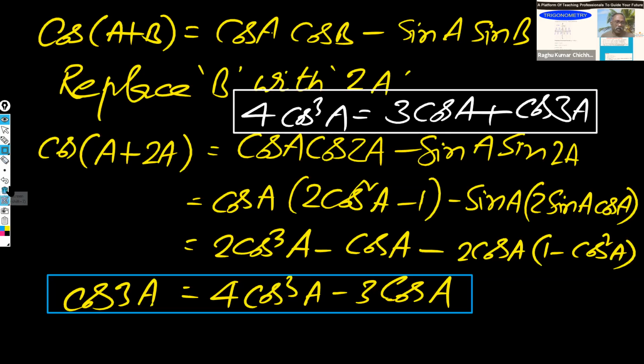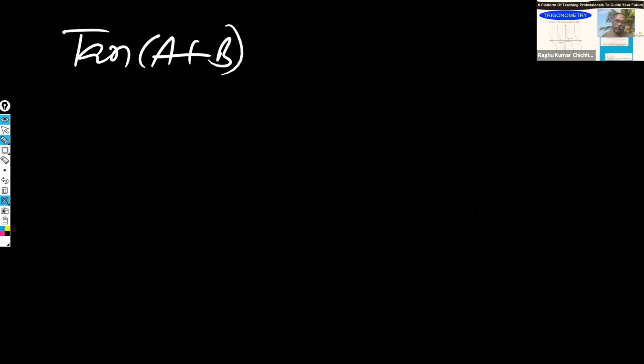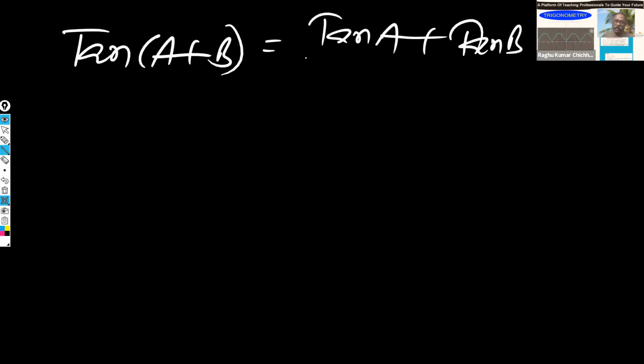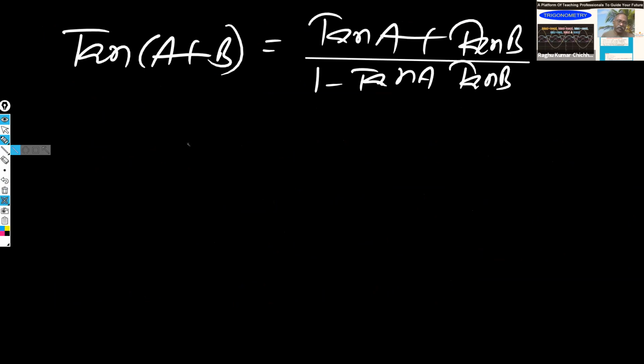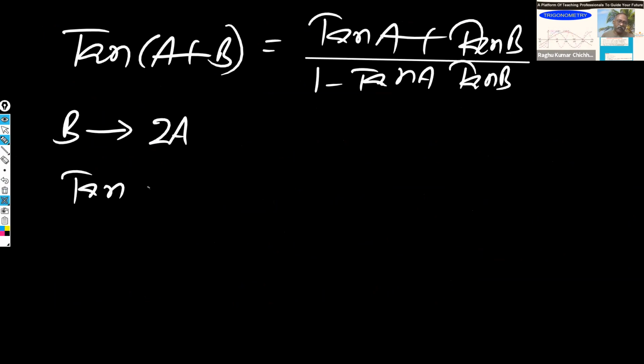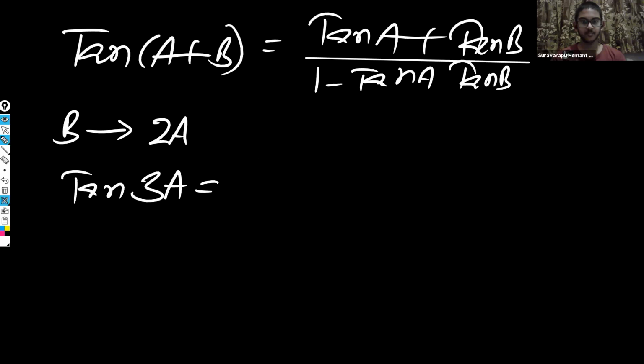And similarly, you can derive tan 3A also from tan of A plus B. What is tan of A plus B? As you know, it is tan A plus tan B upon 1 minus tan A tan B. Now replace B with what, Maurya? To find 3A, replace B with 2A. Come on, read it out now. I'm writing directly tan of A plus 2A, which becomes tan 3A.